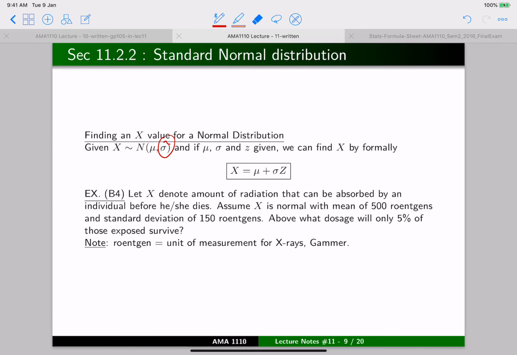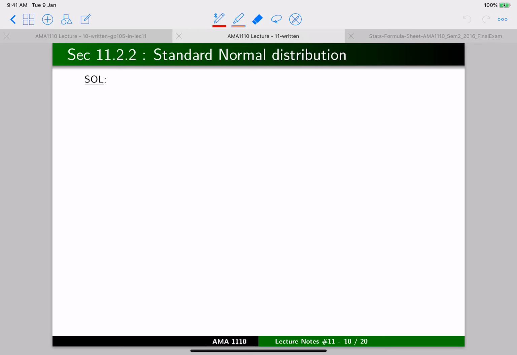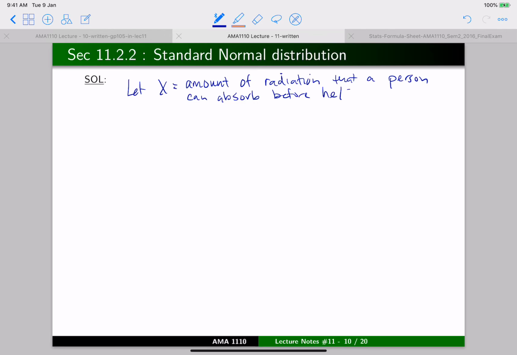Okay, so let's see what's going on here. Let X denote, again, the amount of radiation that a person can absorb before he or she dies. Then we know that X follows a normal distribution with mean 500 roentgens and standard deviation 150 roentgens. We want to find a k.